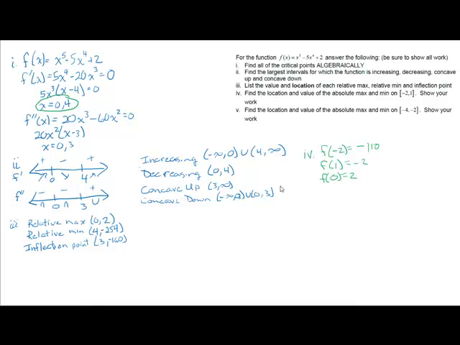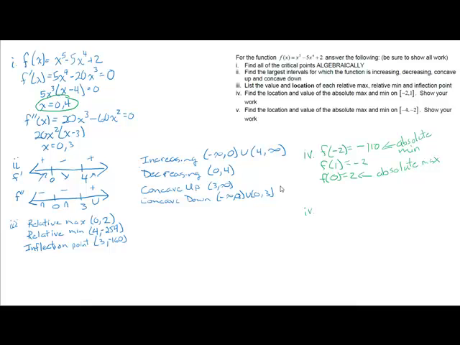So what you get as the smallest is your absolute min, and what you get as the largest, which is 2, even though that's a small number, is the biggest we got on that closed interval. That's our absolute max.